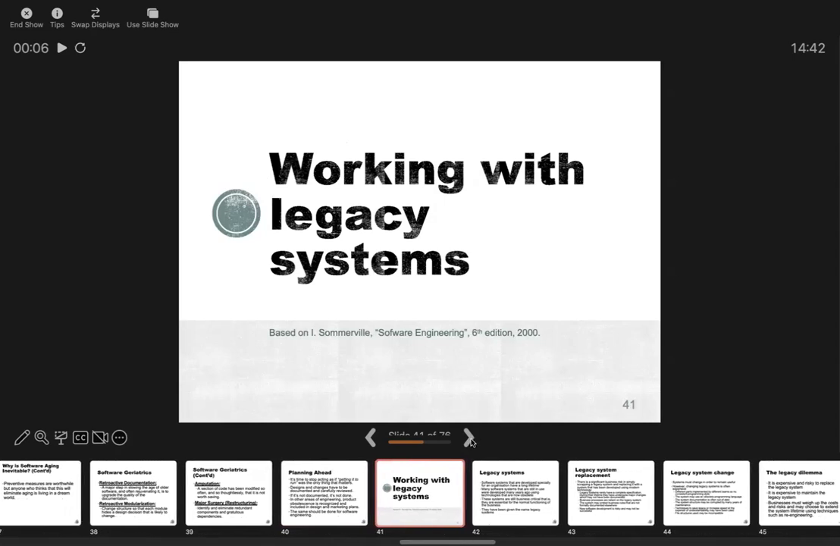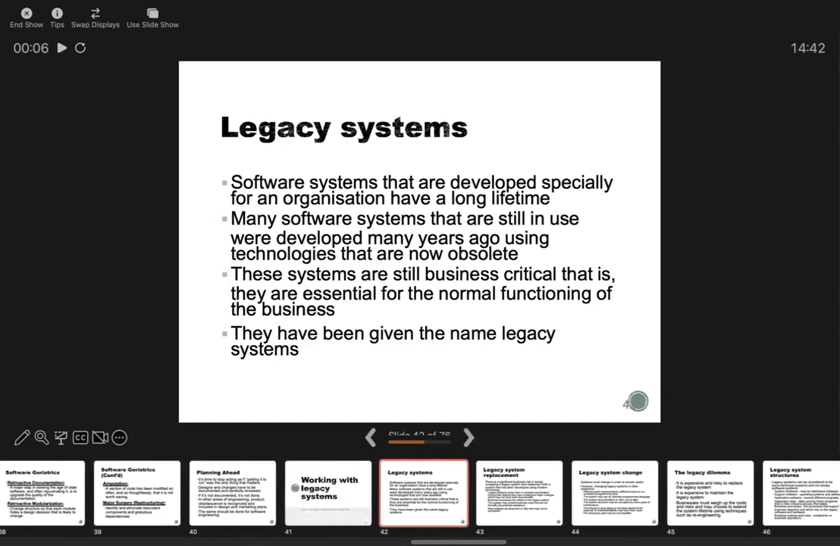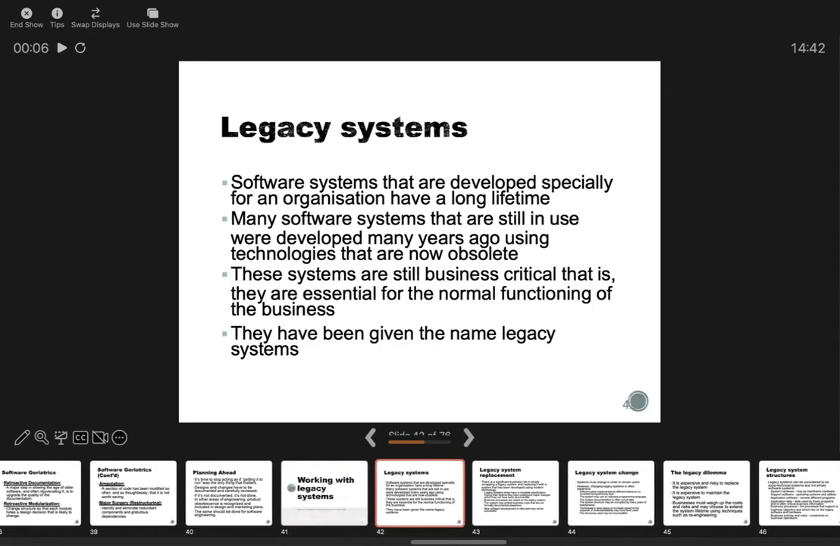Now we come to working with legacy systems. A legacy system is not just old code. They are deeply connected with different components of the system. Many software systems that are still in use were developed many years ago, but they are now obsolete. These systems have many business rules and business policies, and that's why they are given the name legacy system.